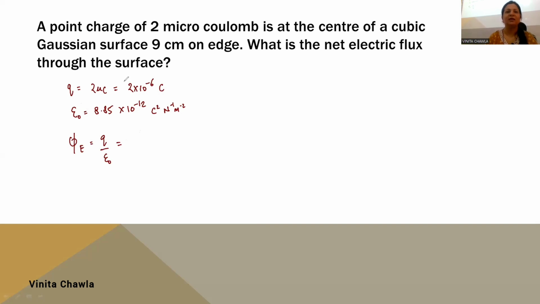Charge is given. See, here we don't need this value because we have to find net electric flux, and net electric flux depends upon the charge enclosed. So we only need the value of this charge, which is 2 microcoulomb. It is given to us. So first we will convert this microcoulomb into coulombs, and then we'll write the value of epsilon naught. Put these two values here, you'll get the value of electric flux. Solve this for phi.